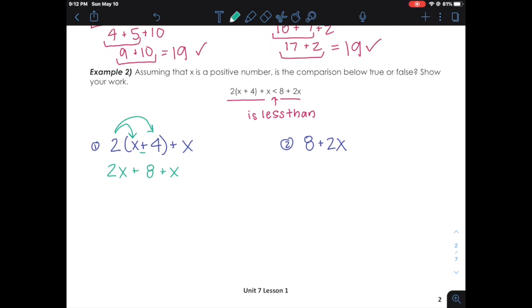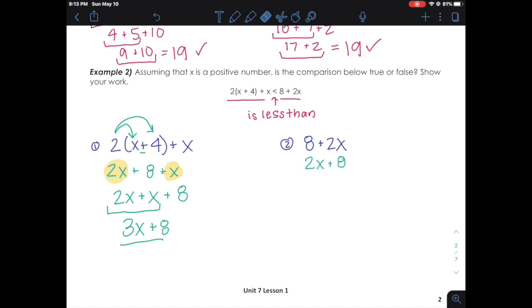Now, just like we did with example number 1, I'm going to use the commutative property so that I can group the like terms to make them easier to add. So we have 2x plus x plus 8. So 2x plus x, well, that's adding a third x, so we have 3x. Plus 8, we got to bring down our 8. So it looks like the only difference we have here is on the second expression we have 2x plus 8, which I'm going to use commutative property again to switch it around just so it's more similar to the first expression.